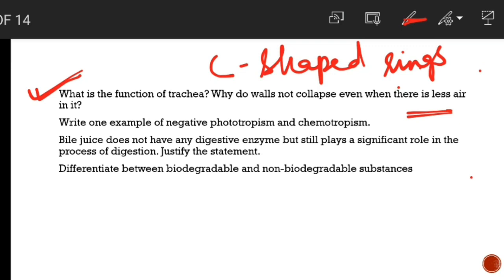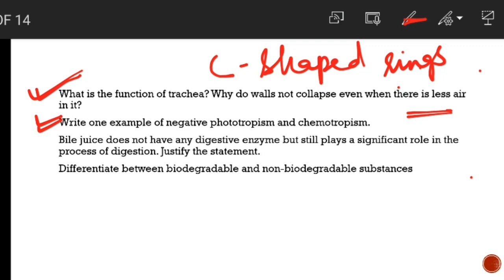Okay. Write one example of negative phototropism and chemotropism. So negative phototropism means against the sunlight. So you can write about the roots, right? The roots show negative phototropism. And chemotropism also you can write. One example of chemotropism is that you can write about the pitcher plant, you can write about the Venus flytrap plant. Okay. So refer to the chapter control and coordination for this.